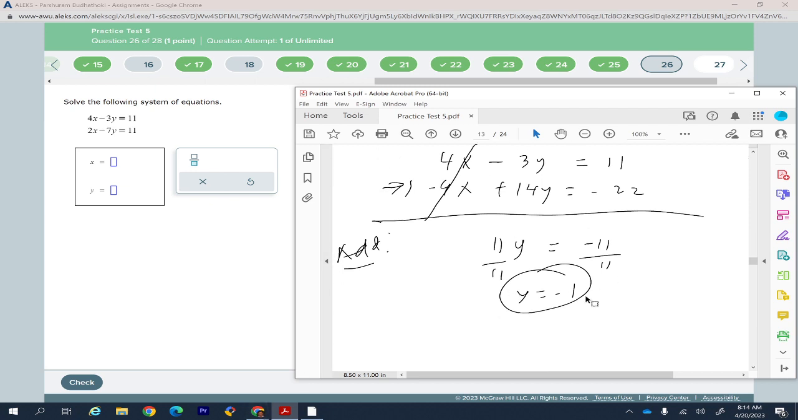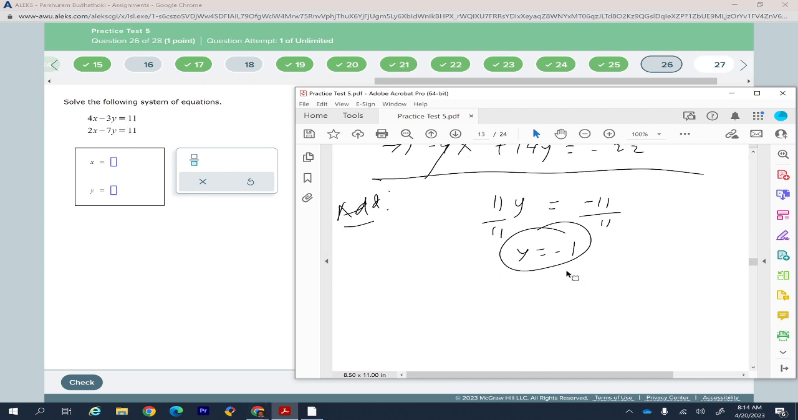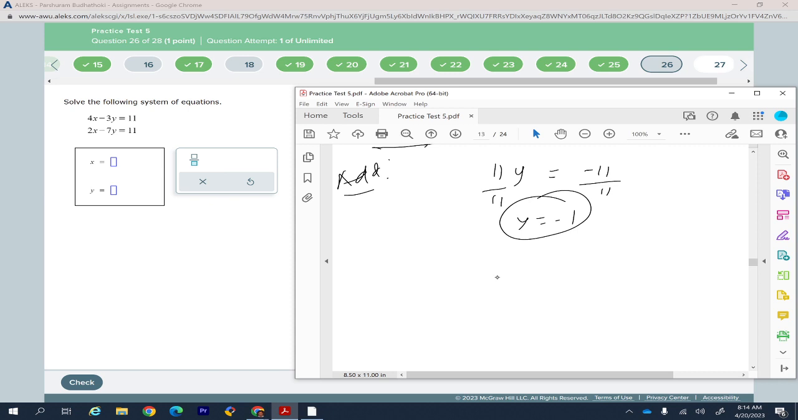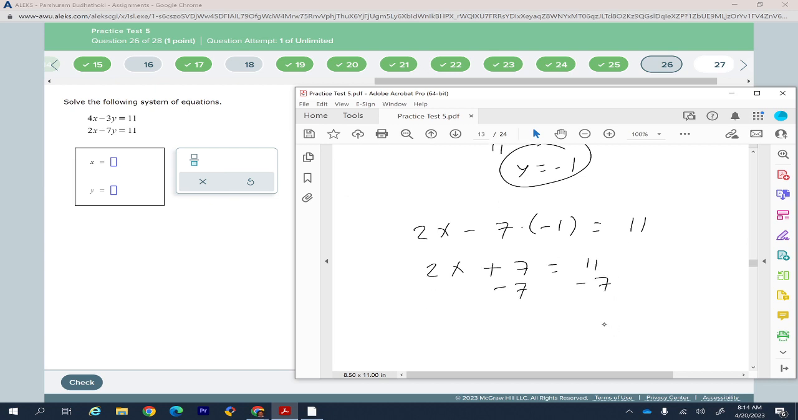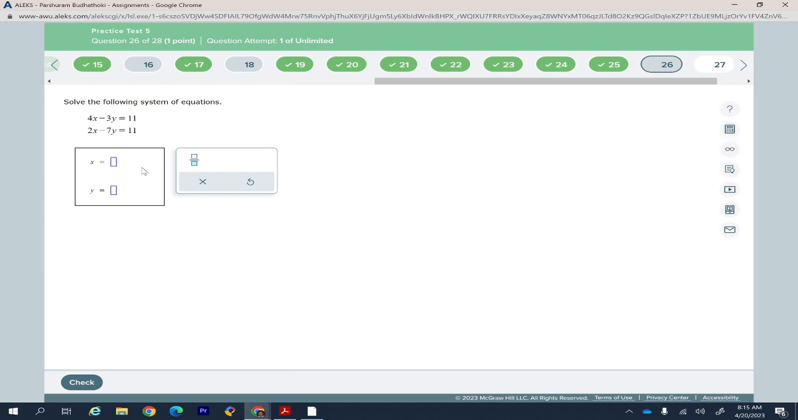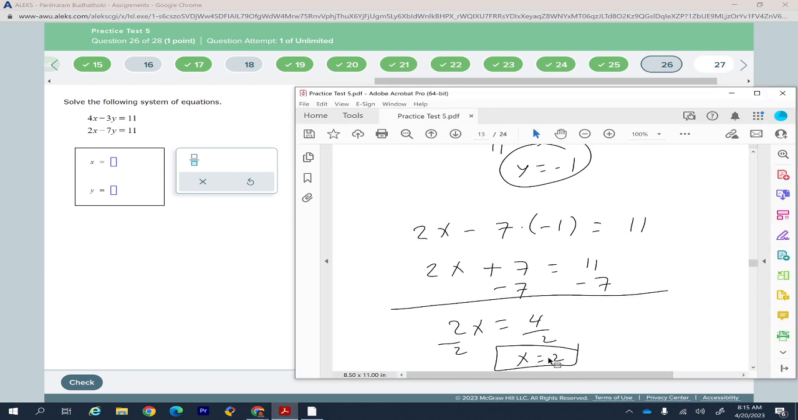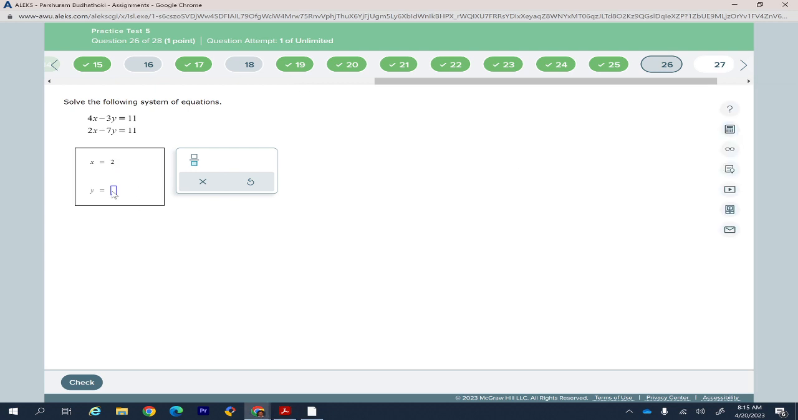After finding the value of one variable y, you choose one of the equations and put y equals negative 1. I'm going to choose the second one, 2x minus 7 times negative 1. For finding the value of x, positive 7 equals 1. Subtract 7, that would be 2x equals 4, and then divide both sides by 2, so that gives me x equals 2. After finding the value of x and y, put that value in the first equation to check. I'm going to skip that part. So x equals 2 and y equals negative 1.